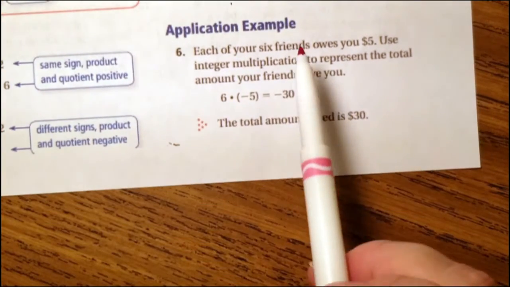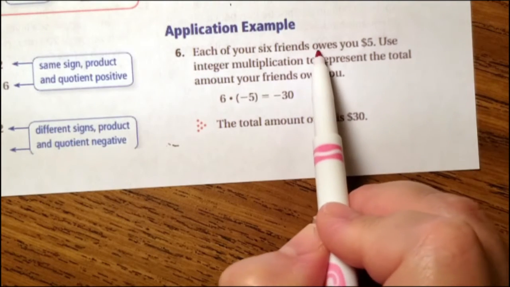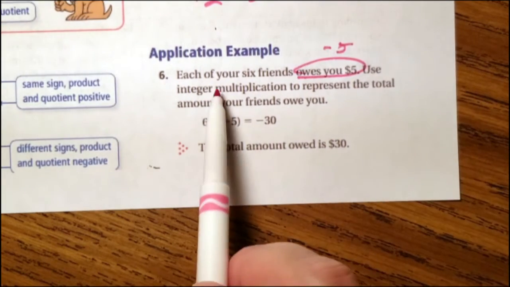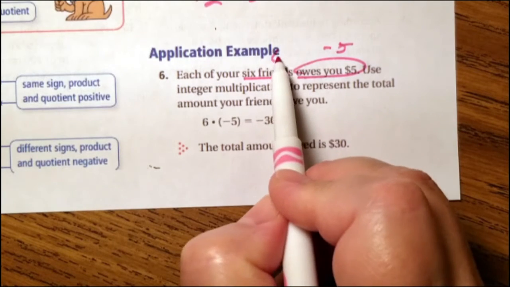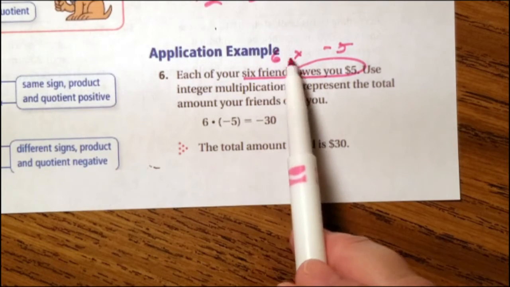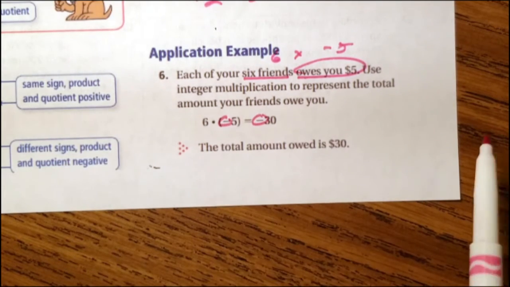On your application example, each of your 6 friends owes you $5. So owes you $5 is -5, and you have 6 friends. So it's 6 times -5. So a positive times a negative is going to give you a negative in your answer. 6 times 5 is 30.